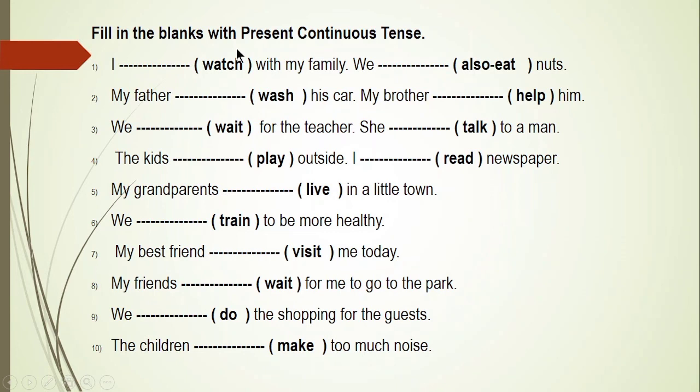We have another activity. Fill in the blanks with present continuous tense. Now we have been given the verb, but we have to change its form. I am watching with my family. We are also eating nuts. My father is washing his car. My brother is helping him. That is how you have to fill the blanks with the proper form of the verb.